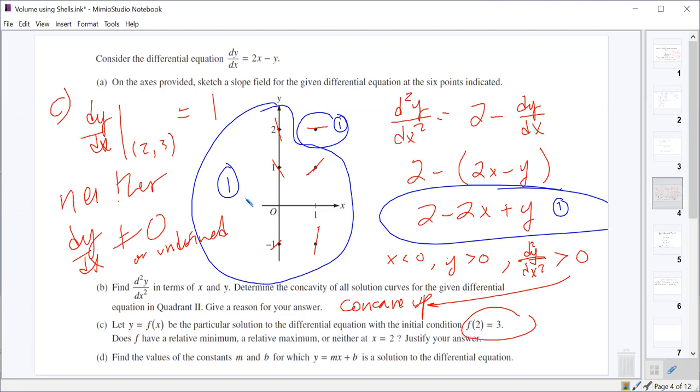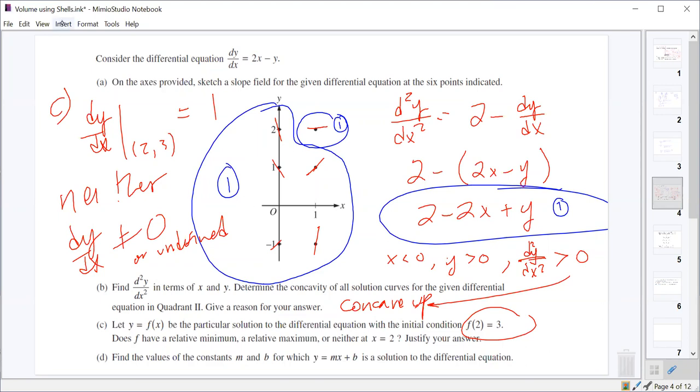But what you would do if it had come out to be 0 was, since you can't really do a sign chart with there being an x and a y, because as x gets larger or smaller, you don't know if y is getting bigger or smaller because you don't have the actual function, what you'd have to do is use the second derivative.